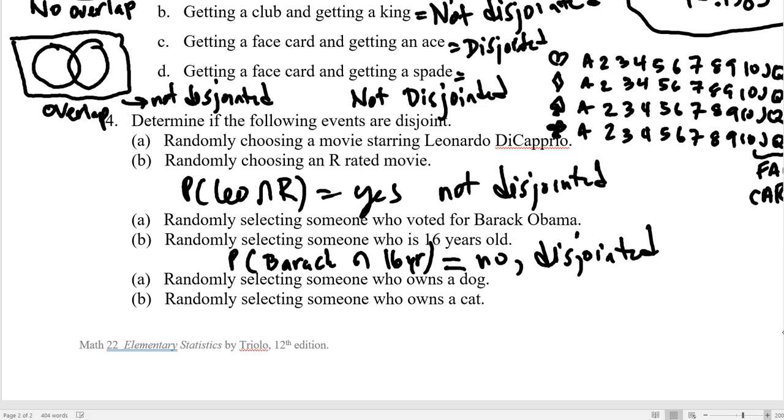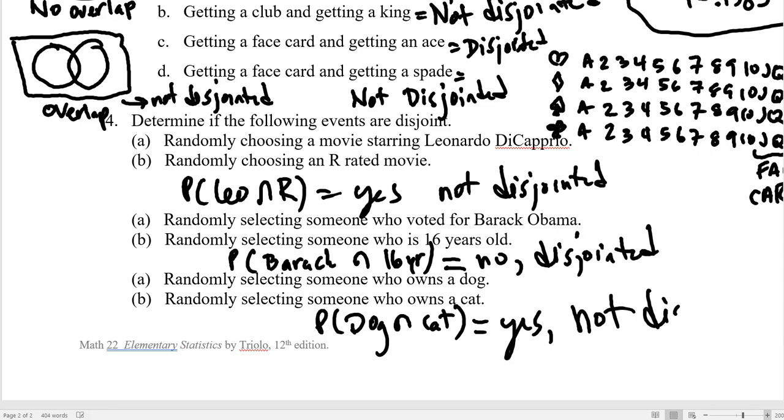Can you randomly select someone who owns a dog and randomly select someone who owns a cat? Can there be a person who has both a dog and a cat? Yes, these weirdos exist. If there is an overlap, that makes it what? Not disjointed. So there are people that are not just cat people or dog people. They are both dog and cat people. Or maybe the wife is a cat person and the husband's a dog person, right? That was stereotypical. But the idea is what? You can have somebody that owns both.